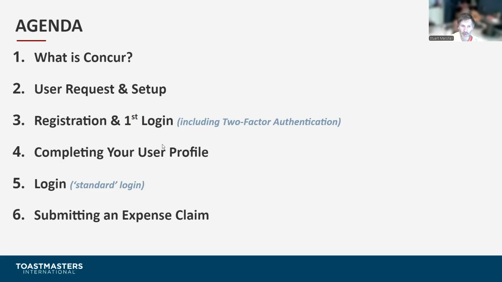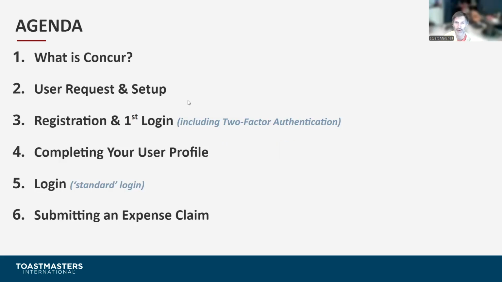Then we'll talk about what user profile details you need to update when you're first logging into Concur. Then we'll go to item 5 just to make sure everyone's clear that, having gone through that registration process, what a standard login would look like thereafter. And then we will finish up on item number 6, which is probably what everyone most wants to know, which is how to submit an expense claim after you've been through all of the setup.